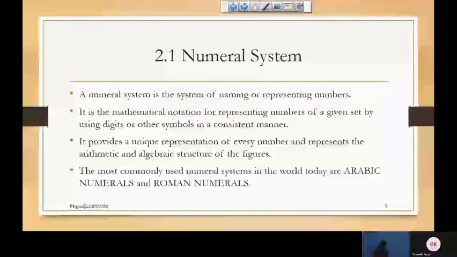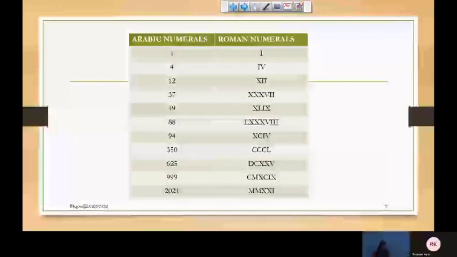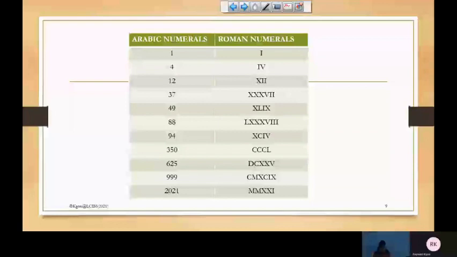When you talk about numeral systems, we are referring basically to the alphabets that are used to represent numbers. So the most common numeral systems that we use in the world today are the Arabic numerals and the Roman numerals. The Arabic numerals are the ones that we generally use. That 2, 1, that's the Arabic numeral system. This table here shows some Arabic numerals and the Roman numeral equivalents.